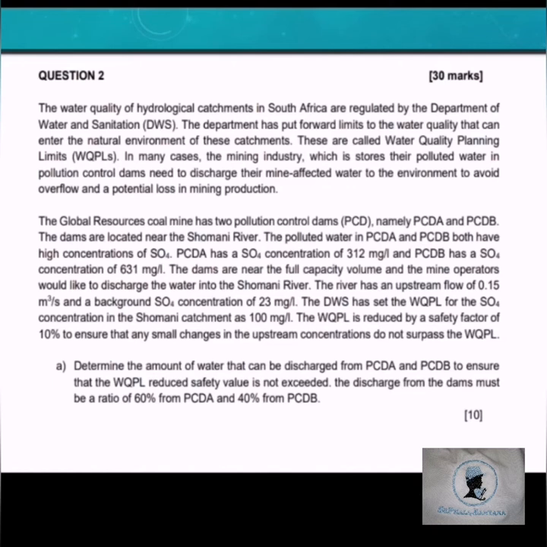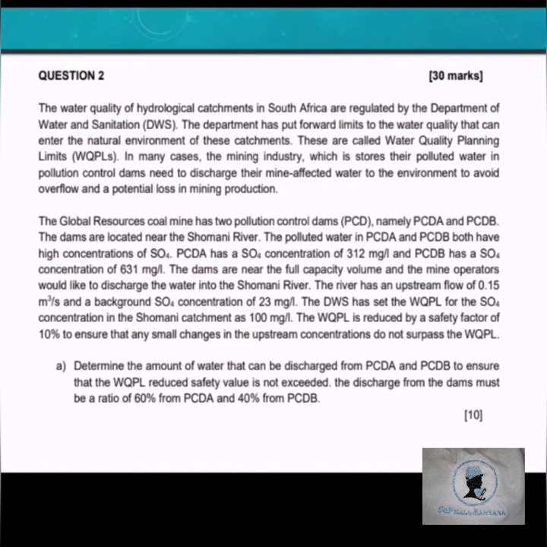The polluted water in DA and DB both have a high concentration of SO4. DA has an SO4 concentration of 312 milligrams per liter, and DB has an SO4 concentration of 631 milligrams per liter. The dams are near full capacity volume, and the mine operators would like to discharge the water into the Shumani River. The river has an upstream flow of 0.15 cubic meters per second and a background SO4 concentration of 23 milligrams per liter. The DWS has set the WQPL for the SO4 concentration in the Shumani River catchment as 100 milligrams per liter.